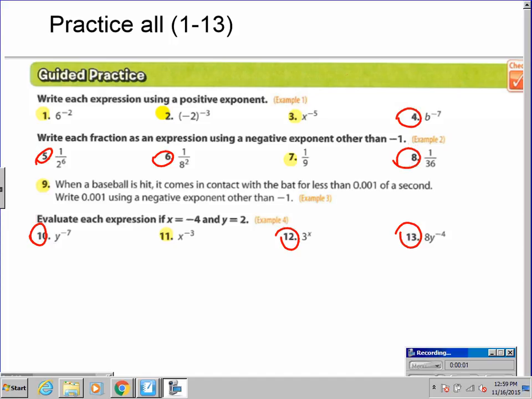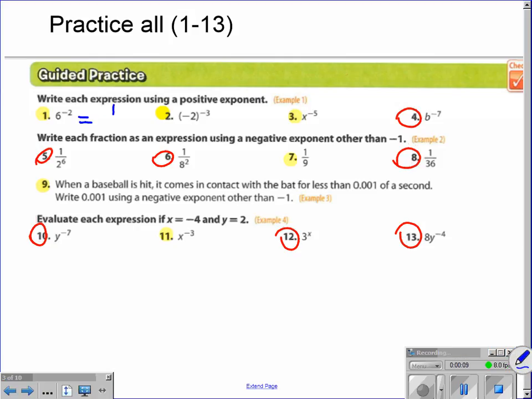So for number 1, it says write each expression using a positive exponent. To make that -2 become positive, if you rewrite it as 1 over 6, and then it becomes positive to the second power, 1 over 6 to the second power. It doesn't ask you to evaluate, so you don't have to do 6 times 6, which is 36. At some point it will, but at this point not.